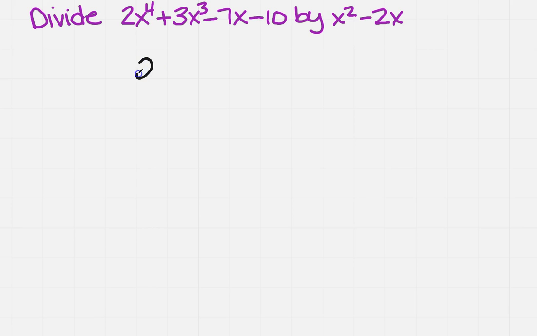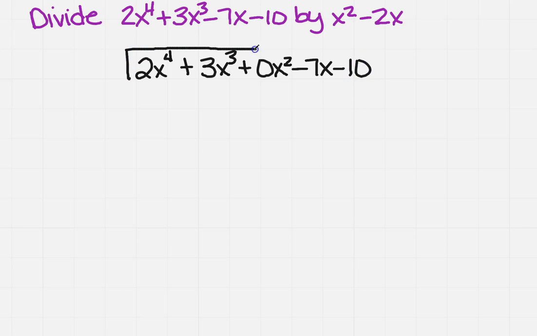Well, that means when I write this, I'm going to have 2x to the fourth plus 3x cubed. Now I know there's no x squared term, so I need to go ahead and put in a placeholder for that. So this means plus 0x squared minus 7x minus 10. And then I'm going to take this whole thing and divide it by x squared minus 2x. So make sure you understand that the term that was missing, I went ahead and put in a 0. That's my placeholder.